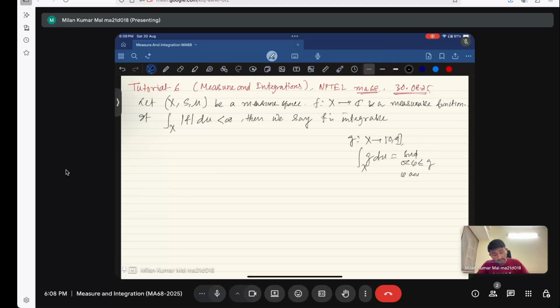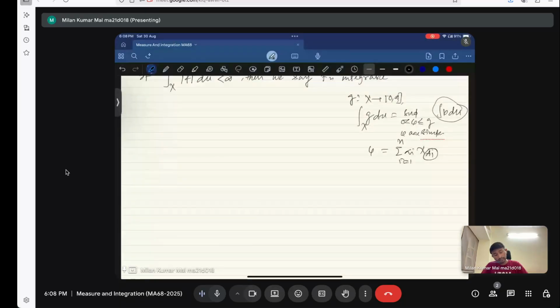Here phi is a simple measurable function, and for simple measurable functions you know how to define this. Suppose phi is given by the summation of alpha i times the characteristic function of A i, i equals 1 to n, where the A i are measurable. In that case the integral of phi d mu over X is given by the summation of alpha i times the measure of A i.